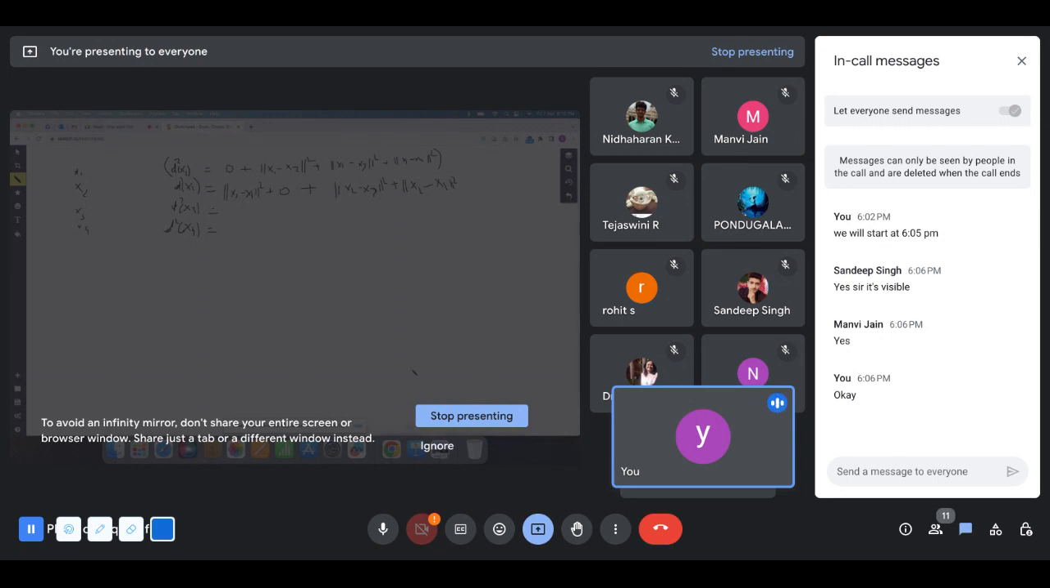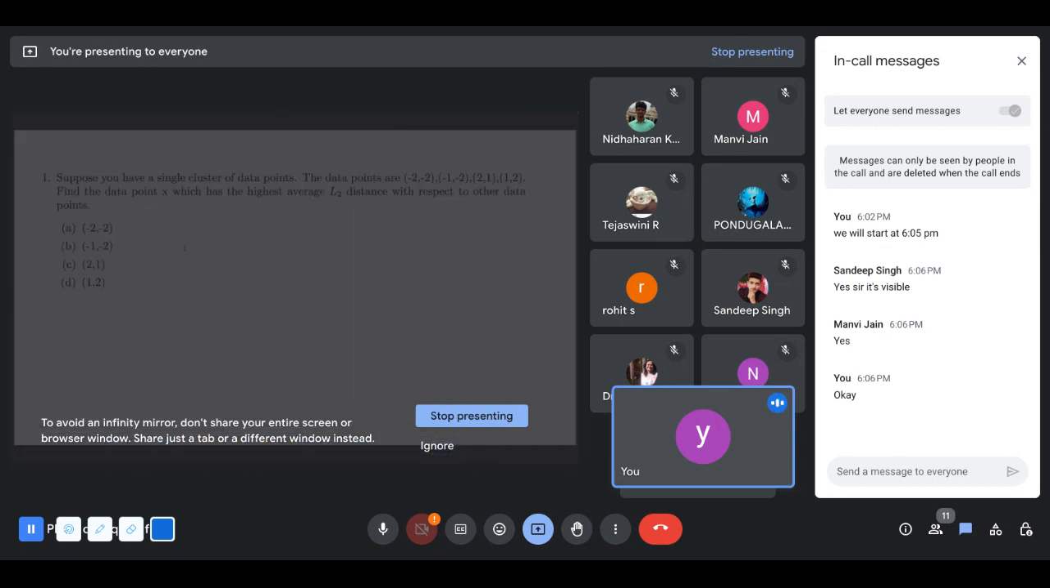So if you do that, what you get is this thing. So the max distance is the first option. Sorry for the typo: this is A, B, C, D. The 51 represents the distance d square, whatever I have written, from minus 2 comma 2 to every other point. So the answer is 51.